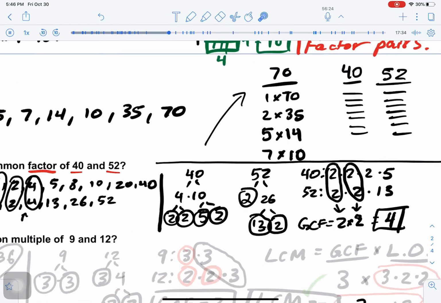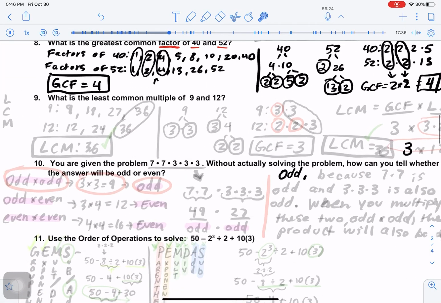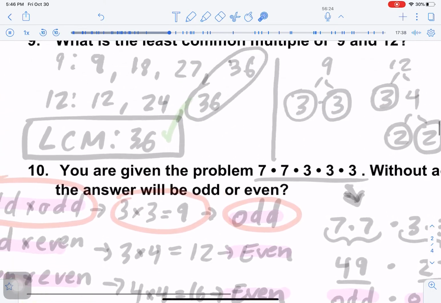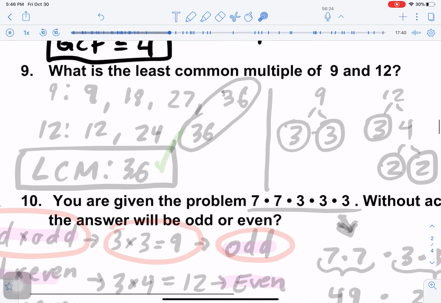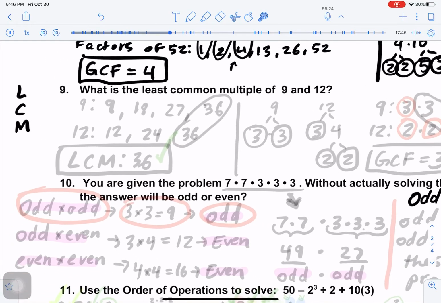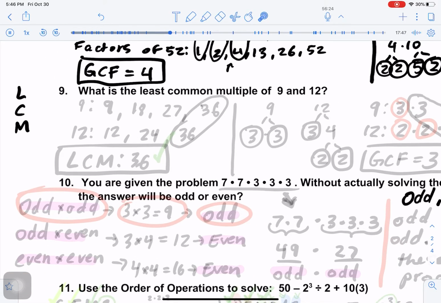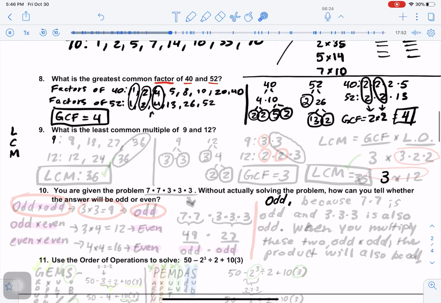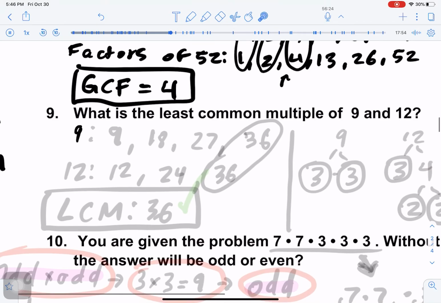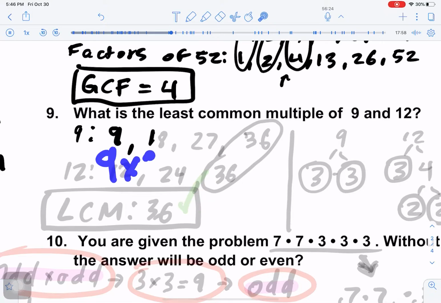Now number 9 is asking what the least common multiple, or the LCM, is of 9 and 12. To find this, I would use any one of the two methods. You can either list the multiples by doing 9 times 1, which would give me 9. I'll do 9 times 2, which gives me 18. I know 9 times 3 gives me 27. 9 times 4 gives me 36.